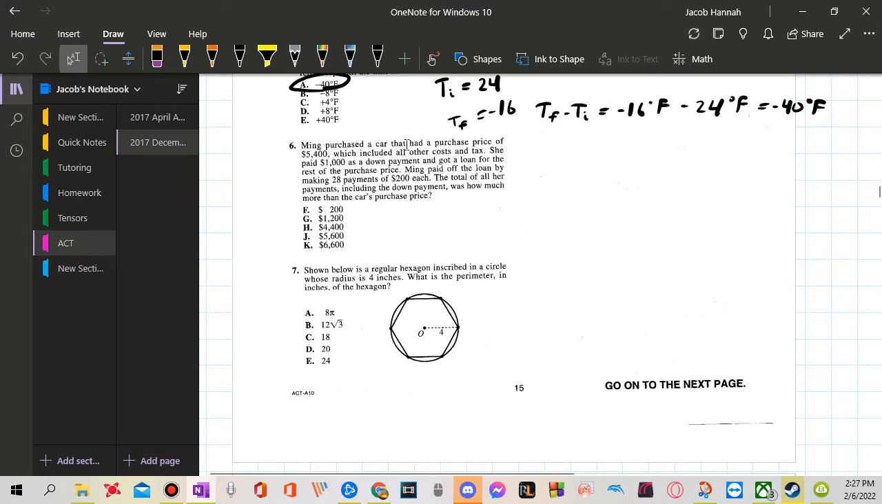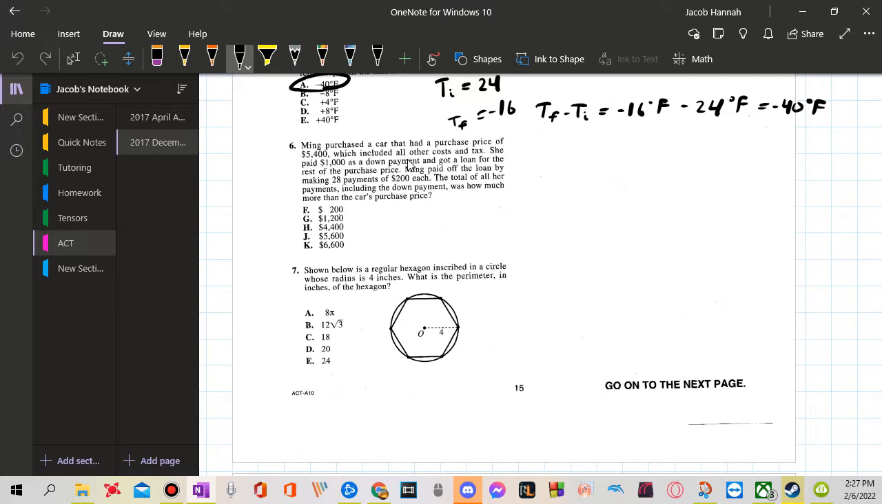Ming purchased a car that had a purchase price of $5,400. Wow, which included all the other costs and tax. She paid $1,000 as a down payment and got a loan for the rest of the purchase price. Ming paid off the loan by making 28 payments of $200 each. The total of all her payments, including the down payment, was how much more than the car's purchase price?